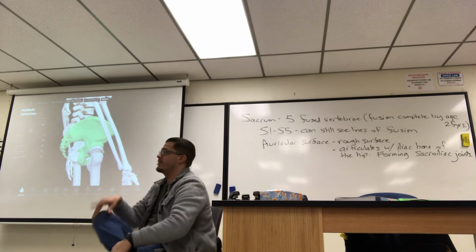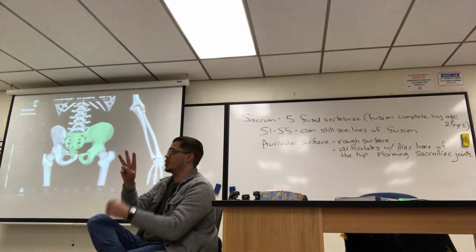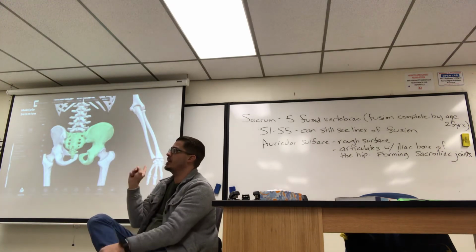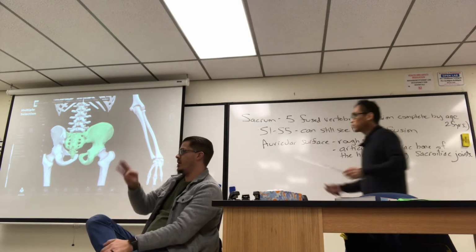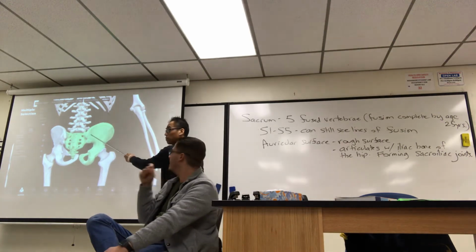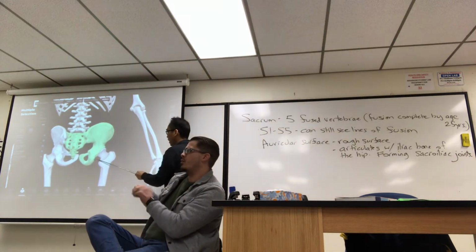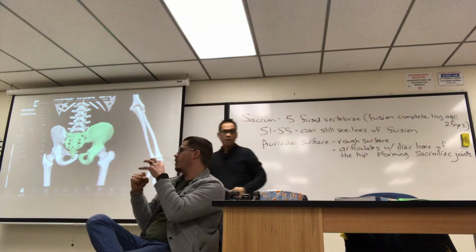Is that where wedge fractures or hip fractures start? Typically, a hip fracture is a fracture of the femoral neck, which is right here. But you could fracture here too. Usually when I hear hip fracture, it's most commonly this right here.